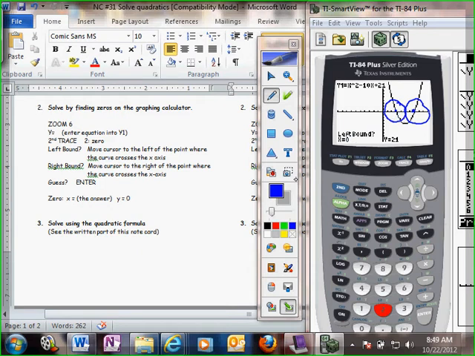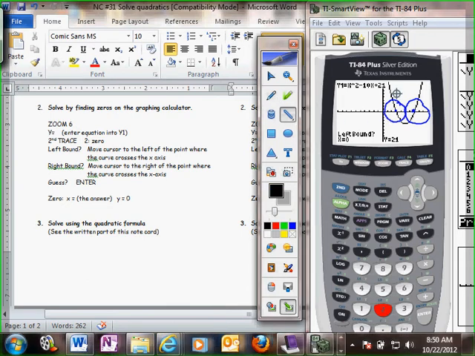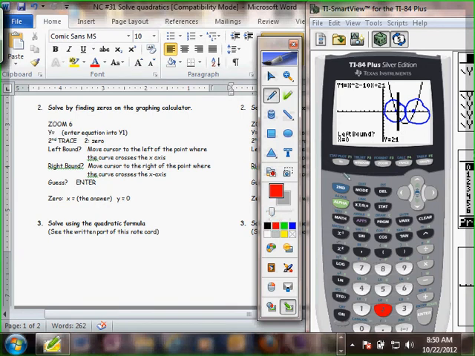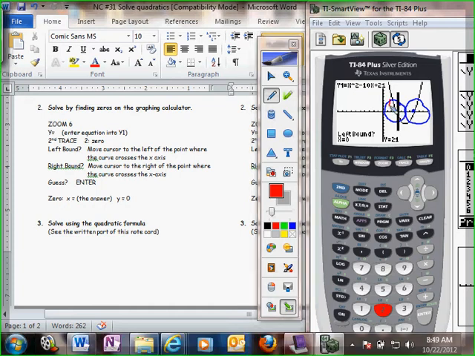What this means is, if I draw a vertical line right through that root, when it's asking for left bound, if I'm looking at this root here, there's a vertical line here, it separates the root to a left side and a right side. And on this particular root that I'm looking at, the left bound is a little bit to the left of the root, and the right bound is a little to the right of the root.